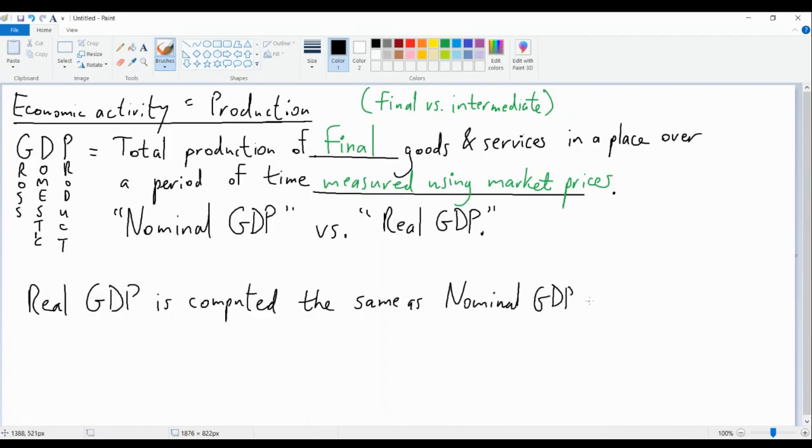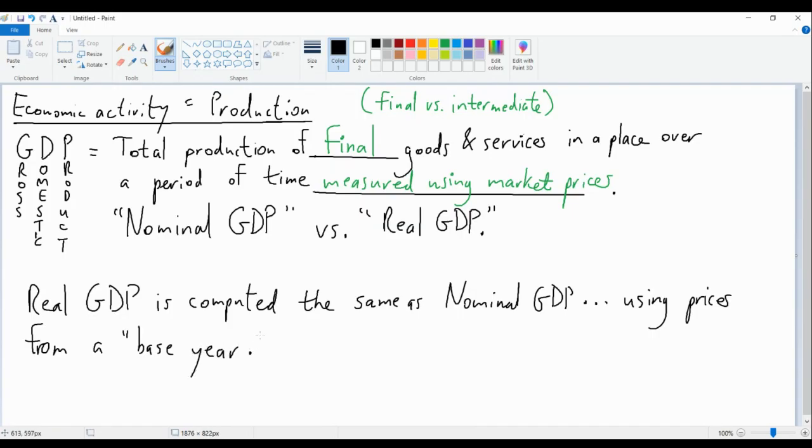That difference is that instead of using market prices from the year, let's say in 1959 we use the 1959 prices, in 1960 we use the 1960 prices, and so on. Instead, we'll be using prices from a base year. What does that mean?